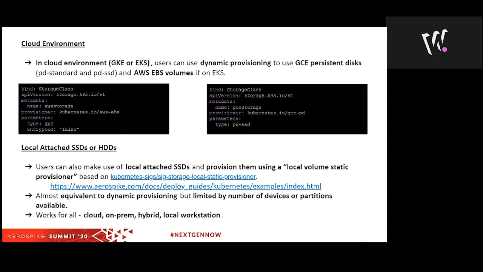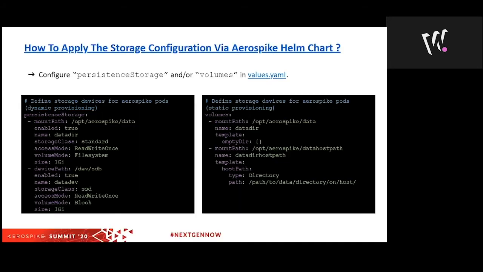They have developed a local volume static provisioner, and the example uses that, and it gives you a storage class which you can simply feed into the Aerospike Helm chart configuration, and you can make use of the locally attached SSDs or disks for the Aerospike cluster. It's almost equivalent to dynamic provisioning, but it's limited by the number of devices available. You can also make multiple partitions to increase the number of devices. And yes, it works for all platforms, whether on cloud, on-premise servers, a hybrid environment, or even your local workstation.